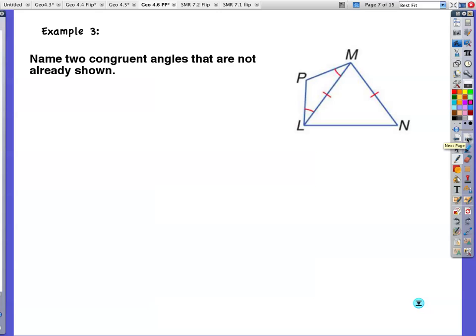Example 3, name two congruent angles that are not already shown, because you can see we've got two congruent angles right there. I see my marking, so automatically I can say this angle is congruent to this angle right here. So angle MLN is congruent to angle MNL.